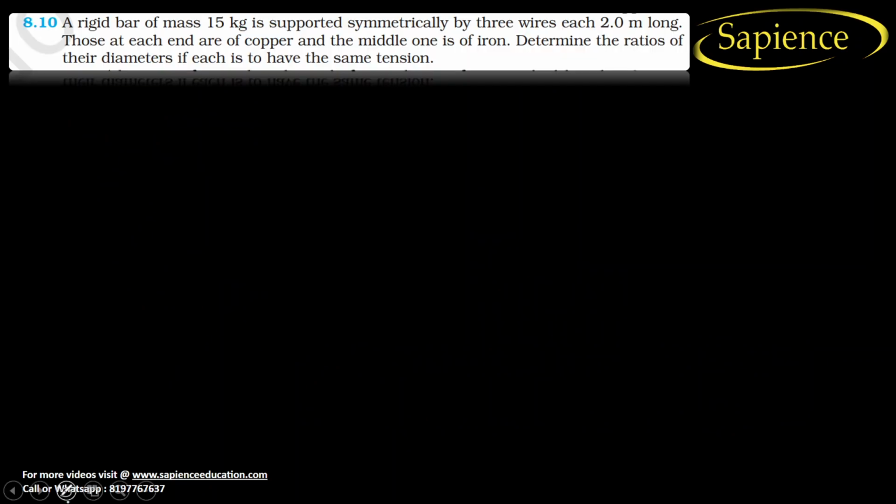I hope you have enjoyed this solution. Now let us solve question number 8.10. A rigid bar of mass 15 kg is supported symmetrically by 3 wires, each 2 meter long. Those at each end are copper and the middle one is iron. Determine the ratio of their diameters if each is to have the same tension.